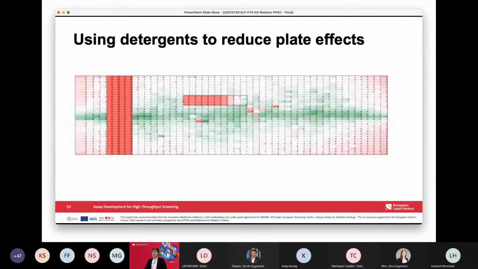Here is a heat map of signal from an assay plate that doesn't have detergent in the buffer. So these 4 columns are the positive controls, and this is a titration of a reference compound. You can see a lot of well-to-well variability in the signal. This is typical for sticky proteins or aggregation of materials in the buffer. And you can really avoid this usually with very low concentrations of detergents.